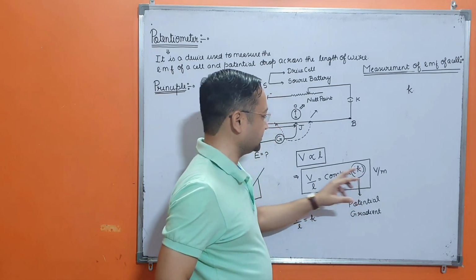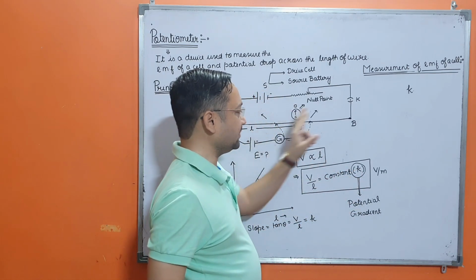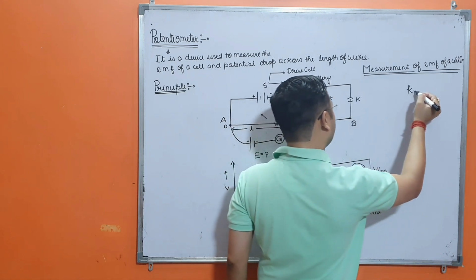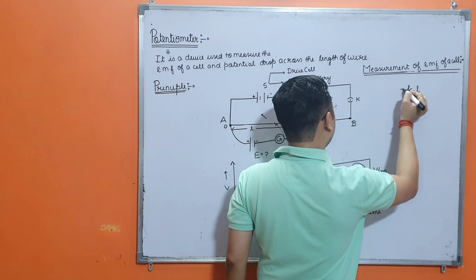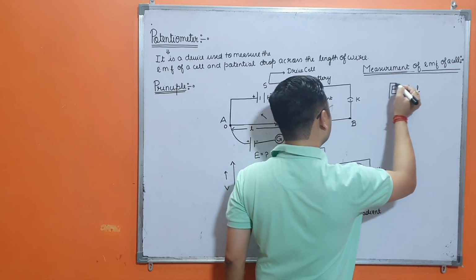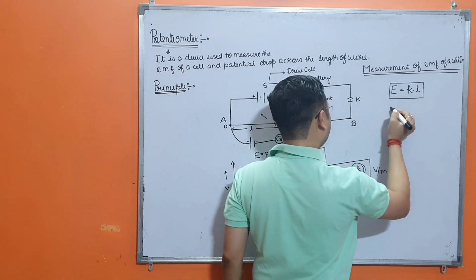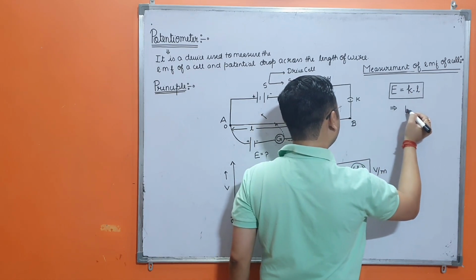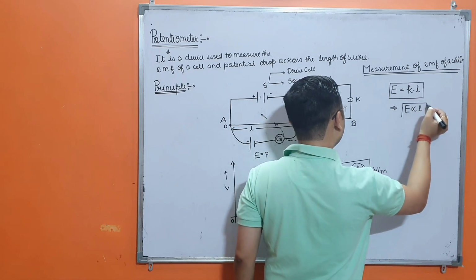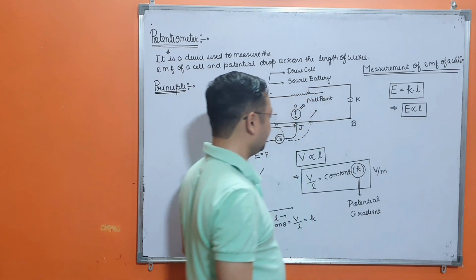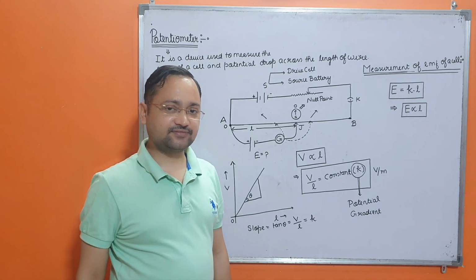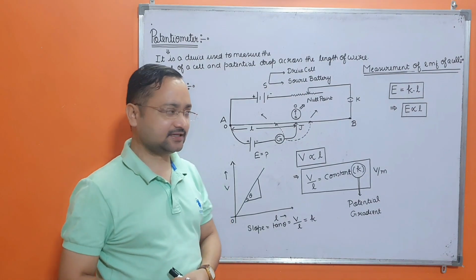That will be equal to the potential gradient. So if in the unit length the potential drop is K units, what is the potential drop in this L length of the wire? That is multiplied by L, and now you get the EMF of the cell: E equals K into L. From here you can see that E is directly proportional to L. The greater the length at which you get the null point, the greater will be the EMF of the cell. In this way you will measure the EMF of the cell.